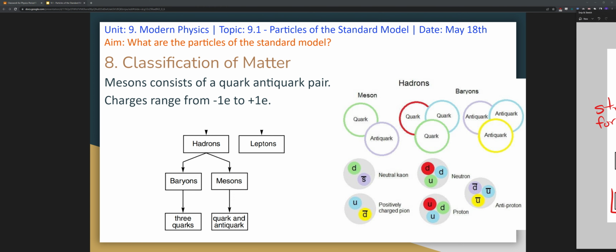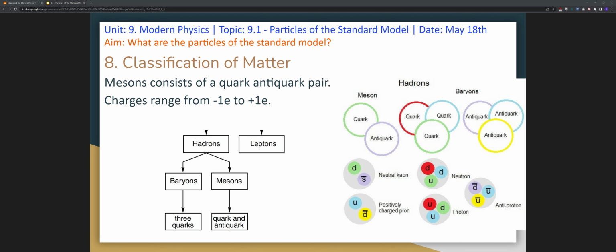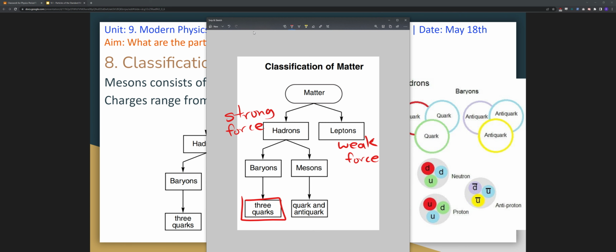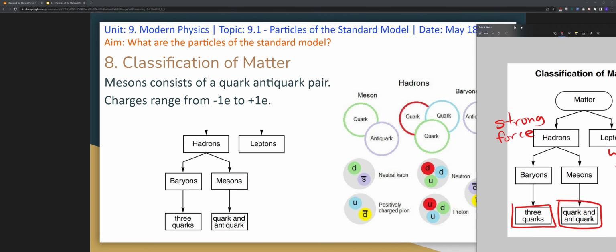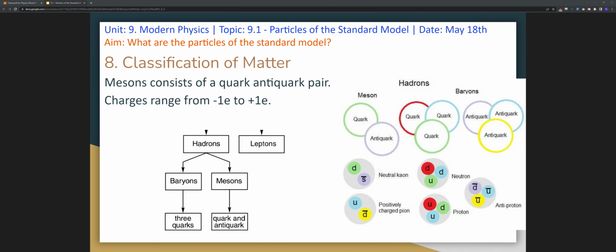Now, mesons, on the other hand, are a quark-antiquark pair, as it also says on your reference table. They give you a clear path. It's a quark and antiquark pair. And the charges on a meson range from -1e to +1e. So -1e, 0, or +1e. Those are the charges. You can't have more than -1e, and you can't have more than +1e.